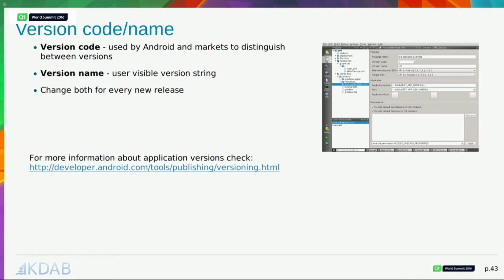Next is the version code and version name. Those are also very important. Version code is a numeric value. Version name is a user visible string. You can put there 1.0, alpha 2, or whatever. And you need to bump both every time you do a release.